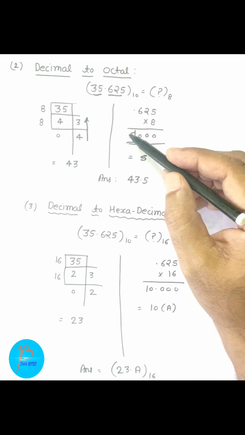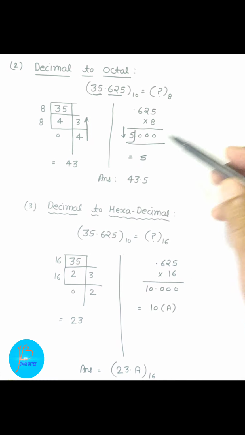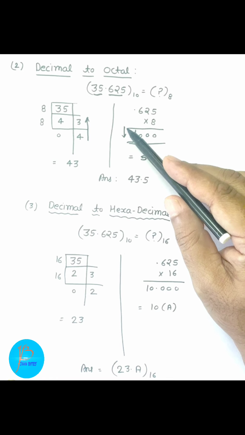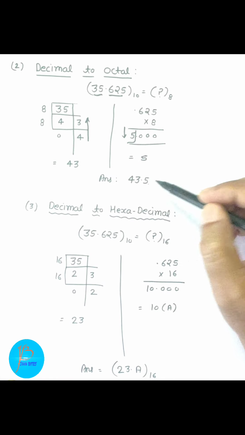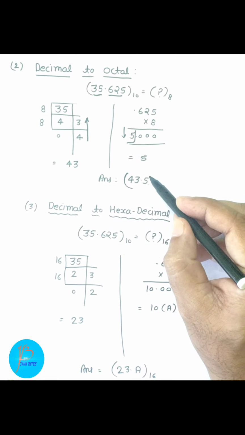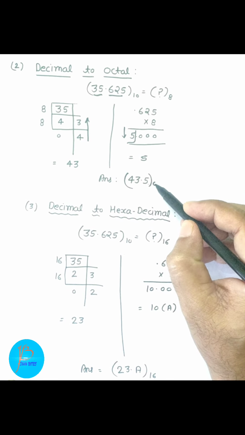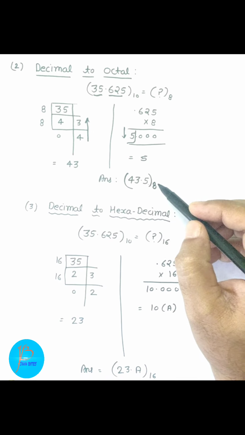The integer part is 5. From top to bottom we copy the integers, so the first number is 5, and your answer appears as 43.5 on the base of 8. Children, this is the octal equivalent of the number given in decimal.